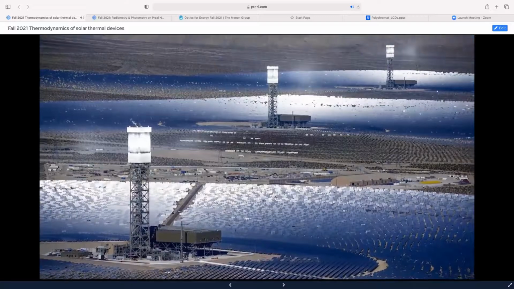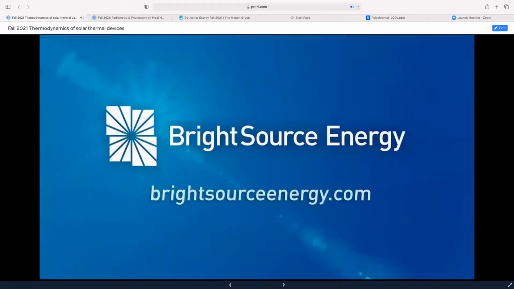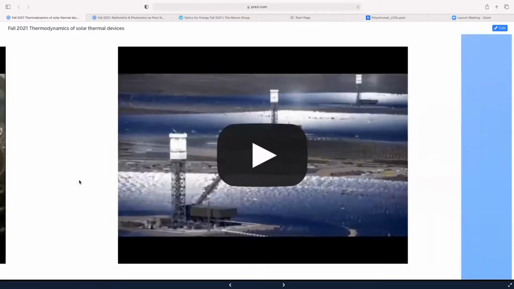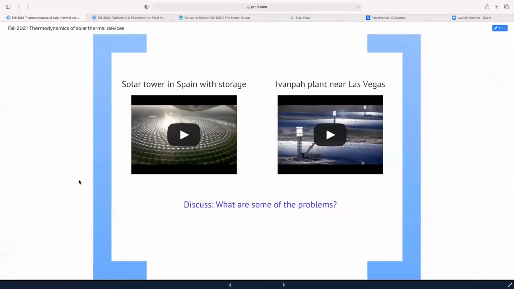And for those of you on Zoom, it's the same thing. So feel free to think about what problems you identify in the examples we looked at. And you can put it in chat, or you can, of course, speak. Any thoughts?